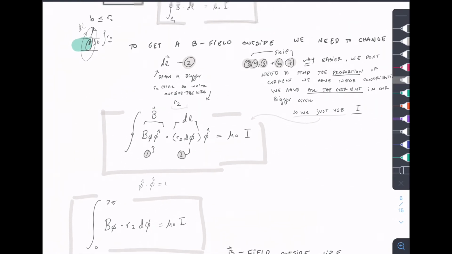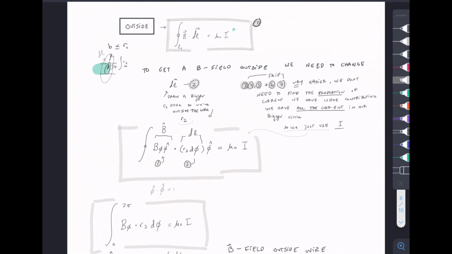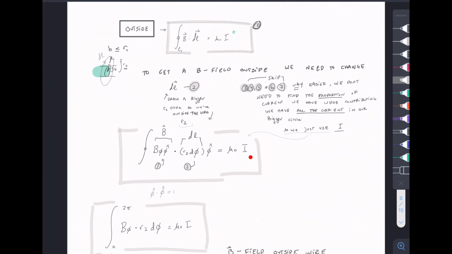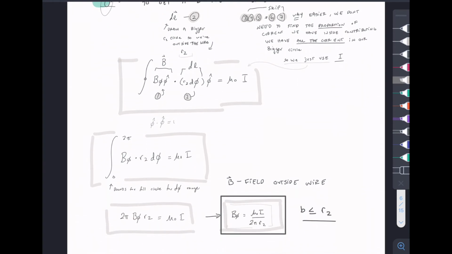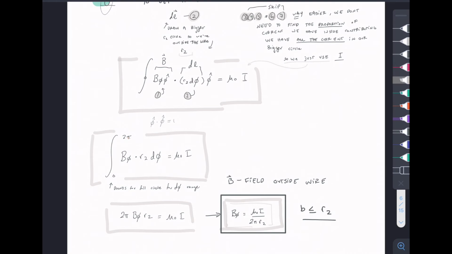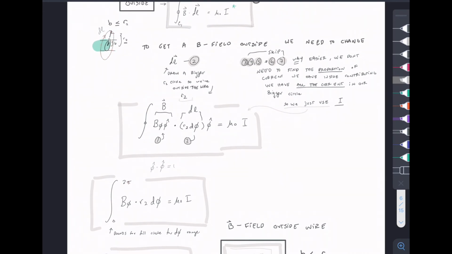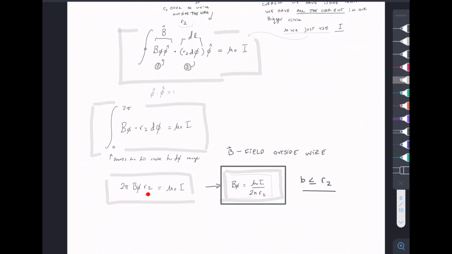So then on the right side, the big difference here is that we don't have a proportion of the current. We have the full current when we're outside here, so we don't have to do any messing around on the right side. We're just taking that total current. Okay. So again, integrating from 0 to 2 pi because we have a full circle for our dl element, that larger circle. Then we have 2 pi times B phi times r2, and then we're basically dividing the other side. So this is our general solution for the B field outside of the wire.